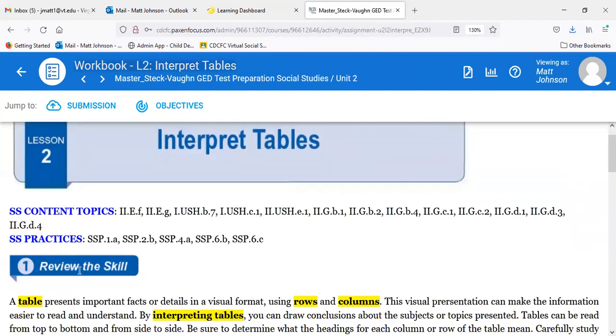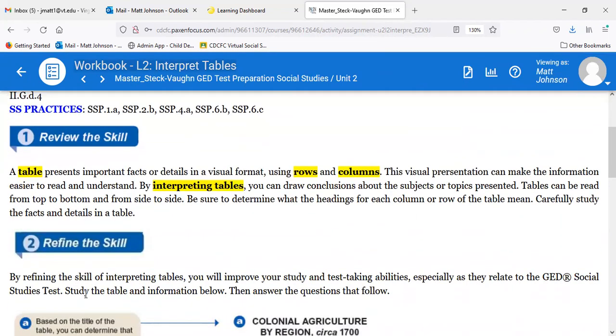And then it restates our lesson here. A table presents important facts or details in a visual format. Rows run left to right, columns run up and down. By interpreting tables, you can draw conclusions about the subjects or topics presented. Tables can be read from top to bottom and from side to side, depending on how you're looking at the information. So be sure to determine what the headings for each column or row of the table mean. Carefully study the facts and details in the table. So just reinforcing that. Remember to look at your titles. Remember to look at the names of the rows and the names of the columns.